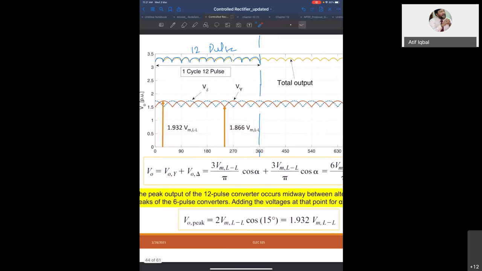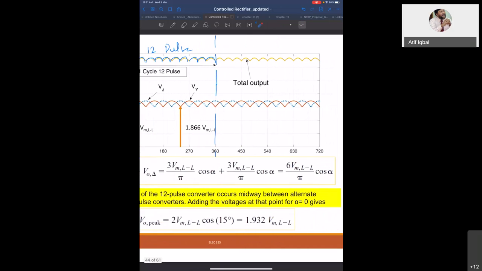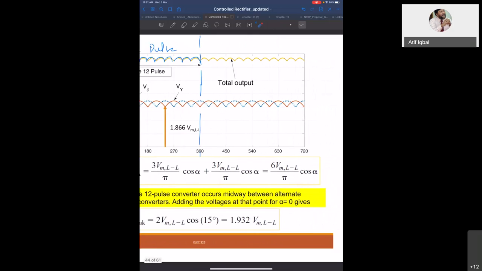And when you see the output average voltage, this is the average voltage. This is the average voltage of the star, average voltage of the delta. So average voltage of star is this and average voltage of delta is this. And when you add them, what you get is this: 6 times Vm line to line cos alpha. That's the average of the two.